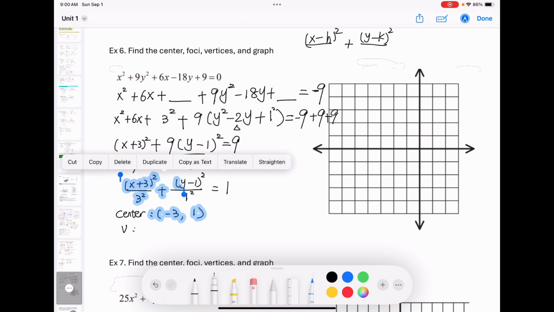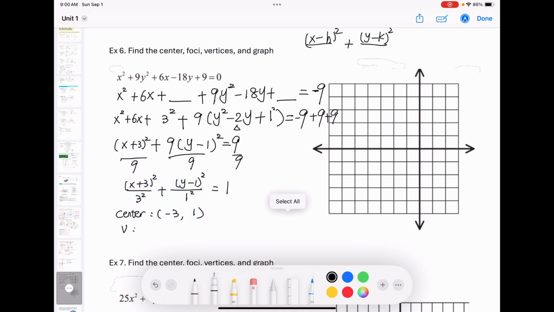And what is the vertex? The vertex is... Okay, let's make a sketch. This one, the ellipse, the major axis is the horizontal line because the A is under the X. And then we know this is my center. So we move to the right, move to the left, A units. Then we can find our vertices. So what is the A? From here, we can know that I need more space.